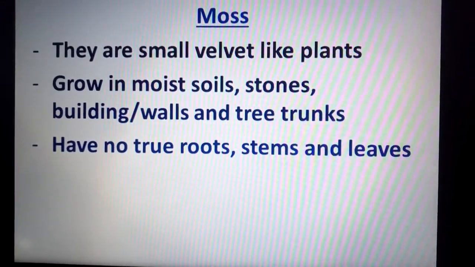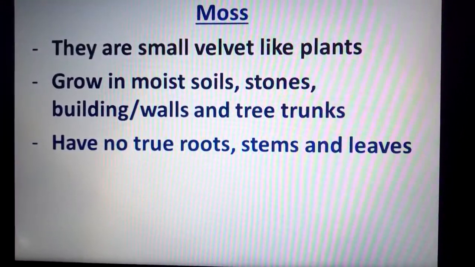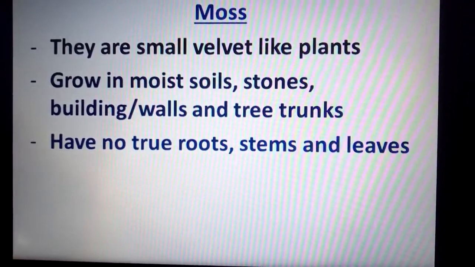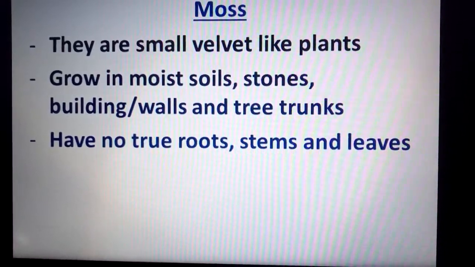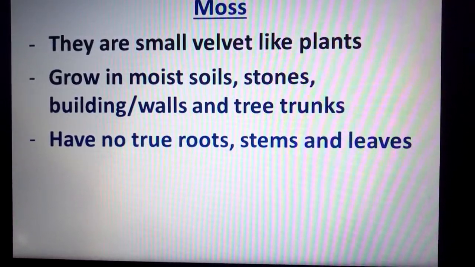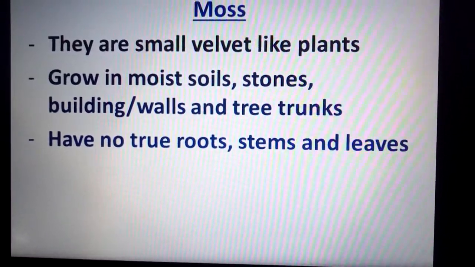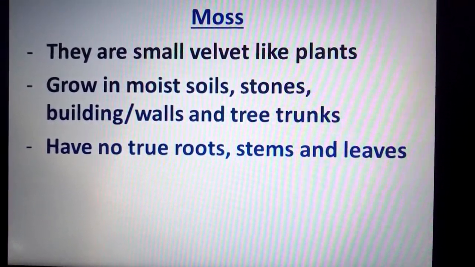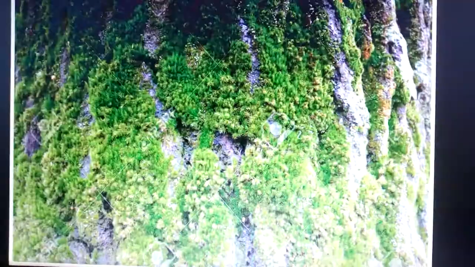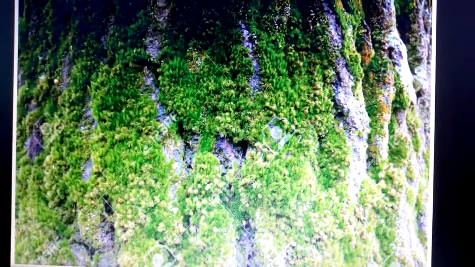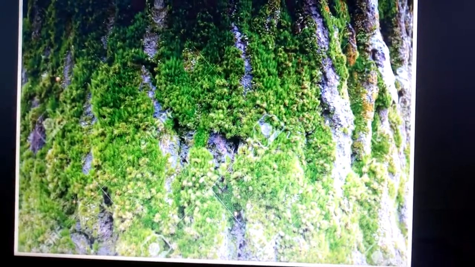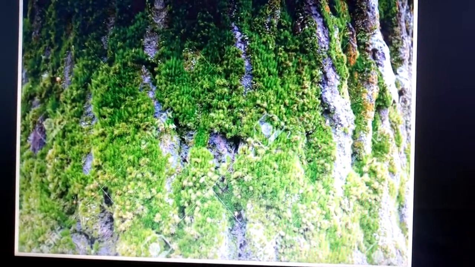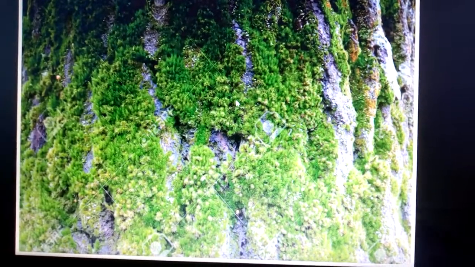Moss. They are small velvet-like plants, grow in moist soils, stones, building walls, and tree trunks. So mostly you'll get them in moist areas. They have no true roots, stems, and leaves. Meaning that when you look at them, you'll discover that they don't have true roots, leaves, and stems. In this diagram, you see them growing on a tree trunk. All of these are what you call moss. Study them well so that you're able to identify them.